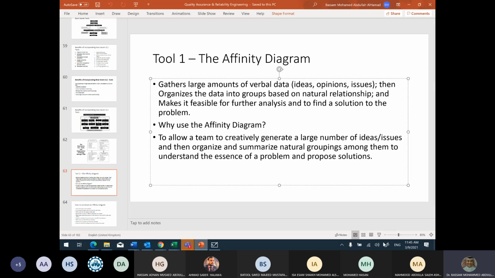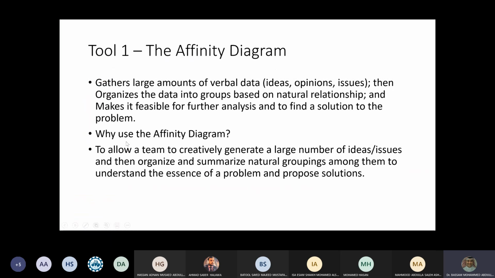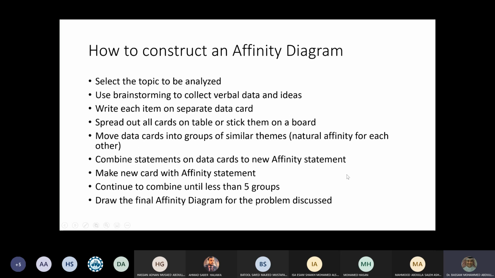So what we have done with the affinity diagram is we creatively generate a large number of ideas and then organize and summarize natural groupings among them to understand the essence of a problem and propose the solution. So we understand the essence of the problem, where the problem is, and then we propose solutions. So that is the affinity diagram. But we can organize the way an affinity diagram is done.